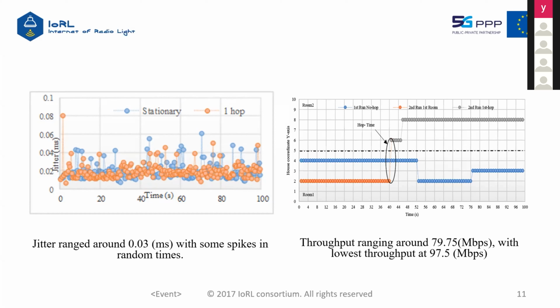When comparing the hop times for each run in each scenario, as shown in the figure, with the system performance, it can be clearly shown that there is no performance degradation during handovers whatsoever. For instance, at 41.5 seconds, the client hands over from room 1 to room 2.